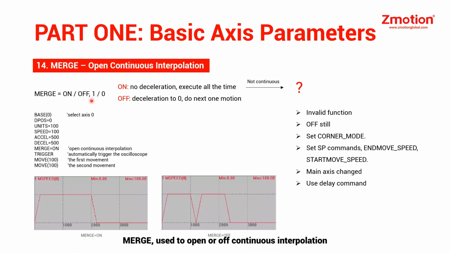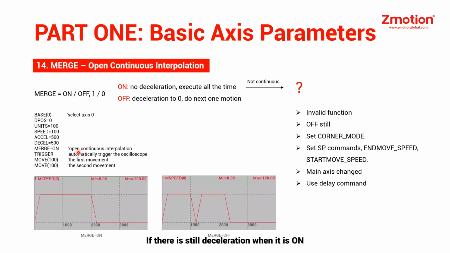Merge is used to open or close continuous interpolation. Specifically, it connects the front buffer motion and back buffer motion, with no deceleration among several continuous interpolations. Then processing efficiency can be promoted. If it is off, it will decelerate to 0, then reaccelerate to execute the next interpolation motion. In this routine, set to linear motions. This one is on, and it can be seen there is no interruption. This one is off, and it can be seen it stops and restarts again.